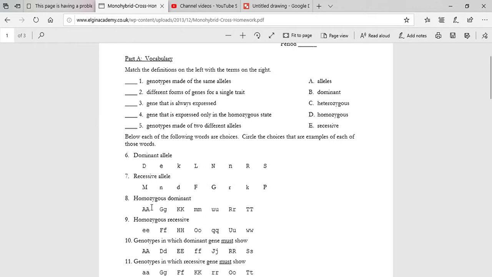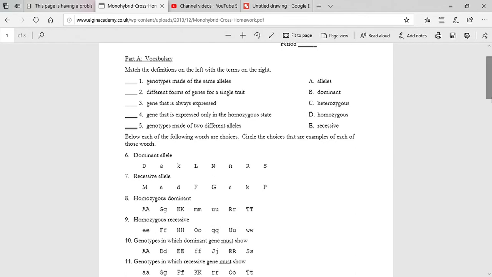Homozygous dominant would mean that a person has the same genes. Homo means same, and you have the same genes, and they're both dominant. So in this case, the homozygous dominant is right over here, and KK, as well as TT. The homozygous recessive would mean you have the same genes, but they're both recessive. In this case, it would be EE, QQ, as well as WW.